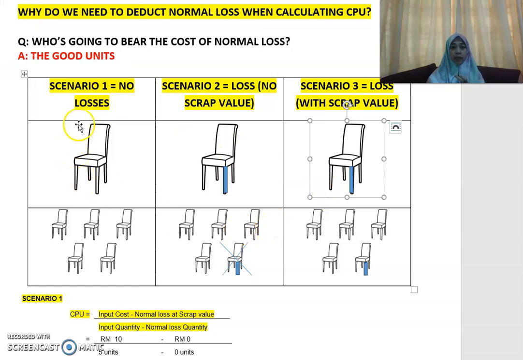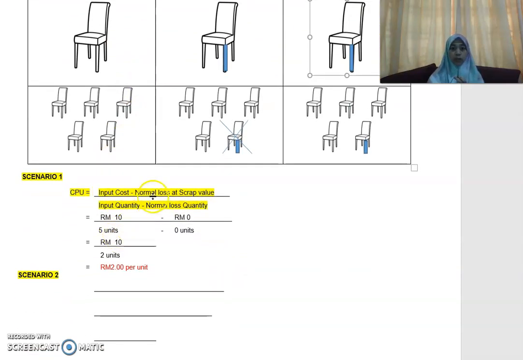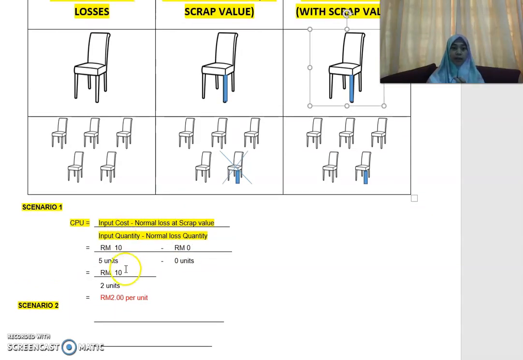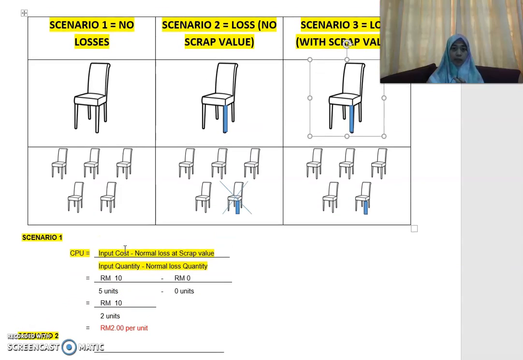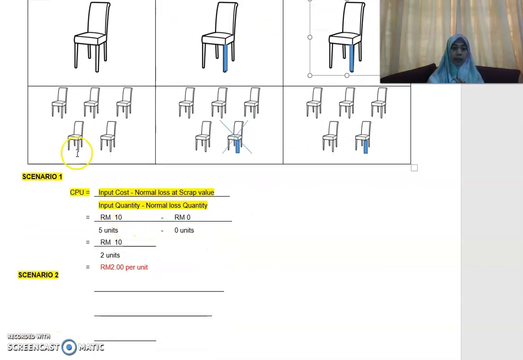Let's say scenario one, you don't have any losses. I'm just taking small figures. Let's say your input cost is 10 ringgit, or 10,000 ringgit whatsoever, and you have 5 units. So how much is the cost per unit? The cost per unit will be 10 divided by 5, so you will get 2 ringgit per unit. Each of these chairs will be 2 ringgit per unit.